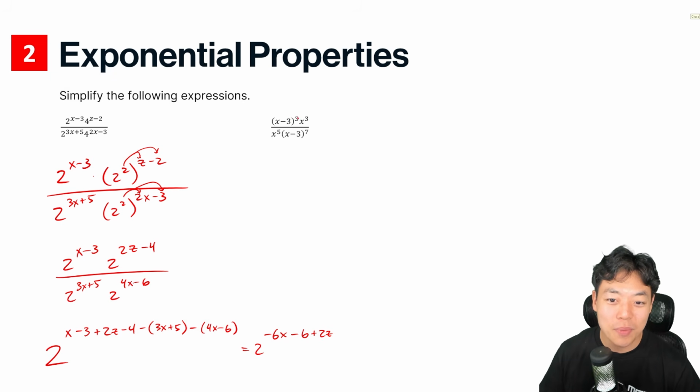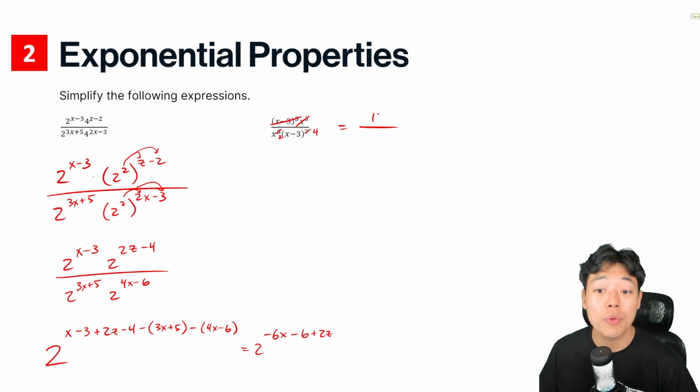This one is even simpler. 3 of these cancel out with 3 of these down here, leaving just 4. 3 of these cancel out with 3 of these down here, leaving just a 2. Don't forget, when we cancel, we're left with a 1.